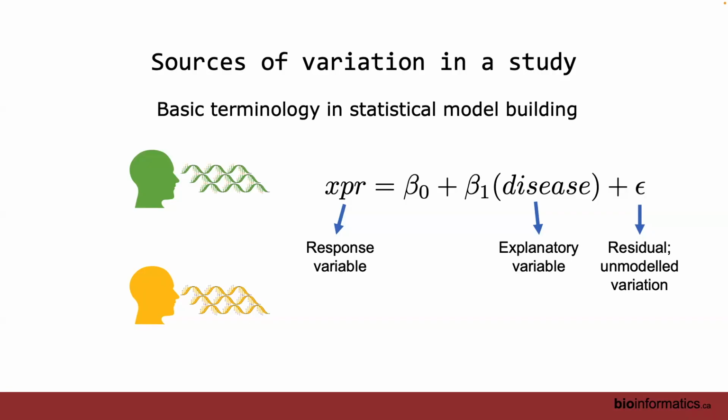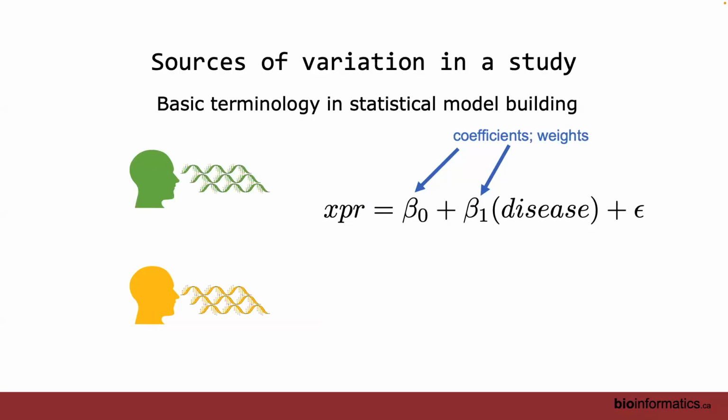So if you strip away the Greek letters, you can translate this. You're just saying, I think expression is due to some kind of baseline plus something to do with disease. Another way to think about this is that you have a dependent variable, which is expression, and then you have independent variables that determine the outcome of the dependent variable. This is just terminology, right? Embrace the terminology.